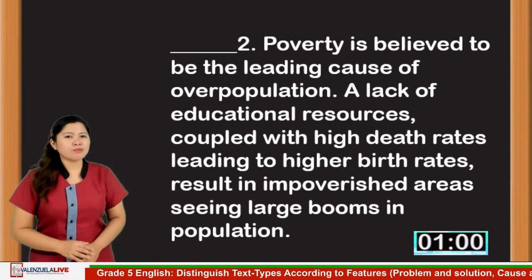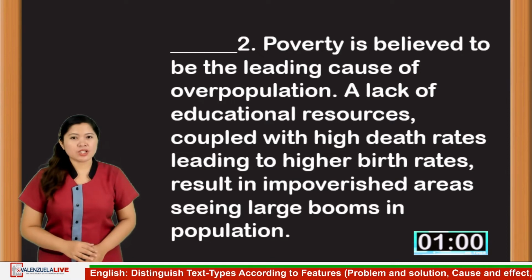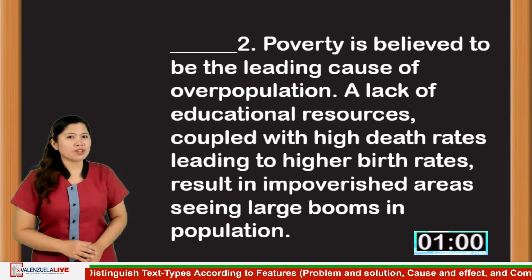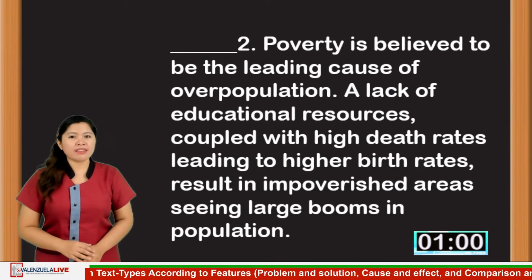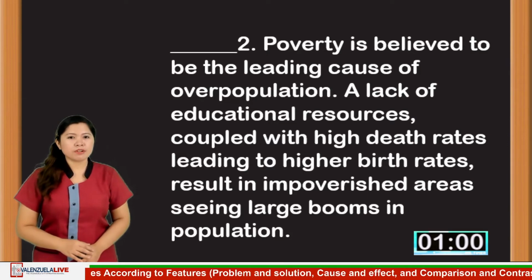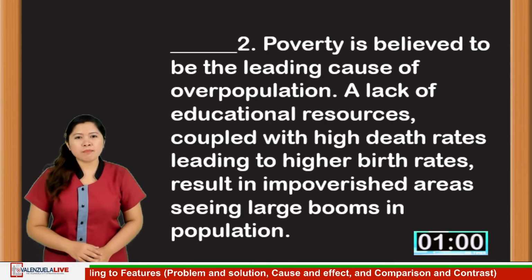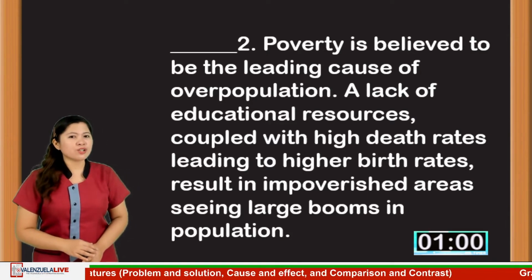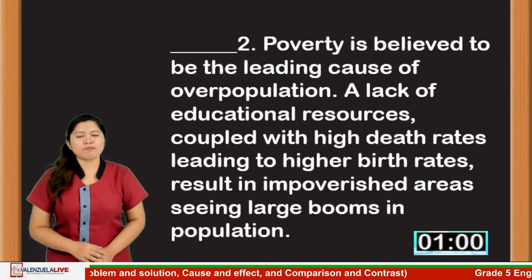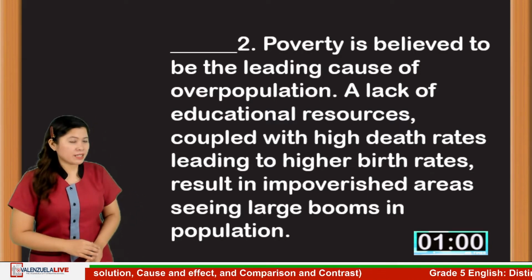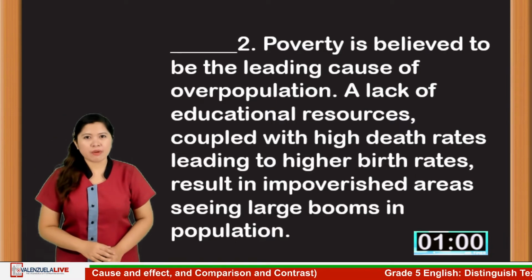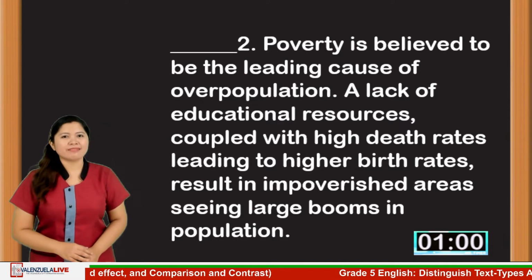Poverty is believed to be the leading cause of overpopulation. A lack of educational resources, coupled with high death rates, leading to higher birth rates, result in impoverished areas seeing large booms in population. Now, what text type is this? Share your answers in our comment section. You have 1 minute.